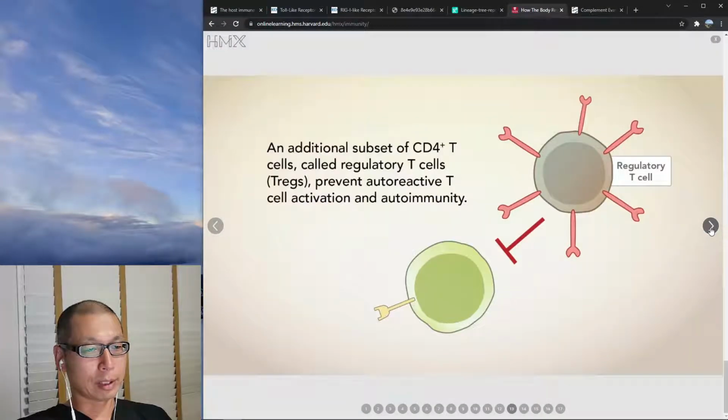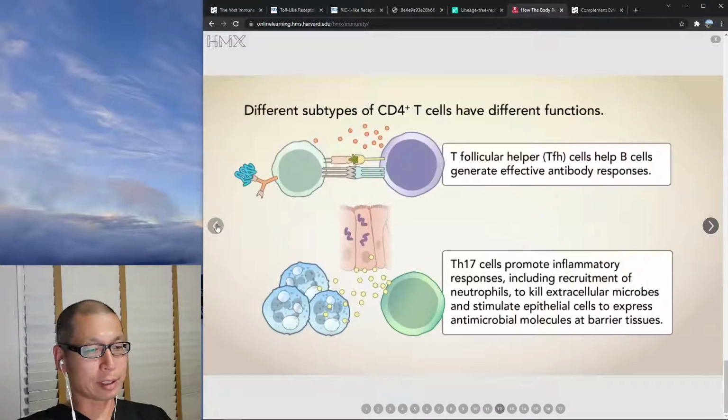Okay, so yeah, there's a whole bunch of different T cells. We probably don't have time to get into all of these. There's the follicular helper T cells. They make the B cells work better. This Th17 produces inflammatory responses, produces a lot of cytokines to bring in neutrophils and things.